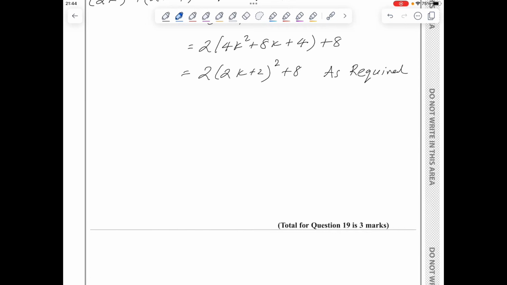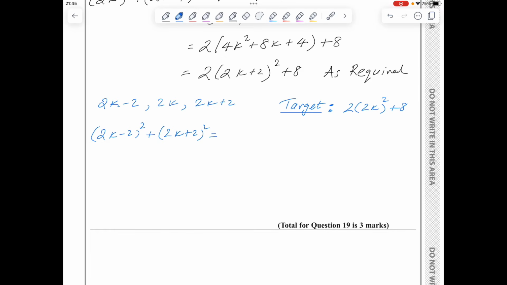For the second method, my three numbers will be 2k minus 2, 2k and 2k plus 2. The target this time is the following. So again, take the first one, square it, plus the third one squared, and then expand. So 4k squared minus 8k plus 4 plus 4k squared plus 8k plus 4. You can cross out the 8k and the minus 8k. This will give you 8k squared plus 8.